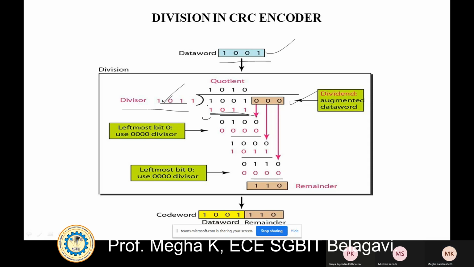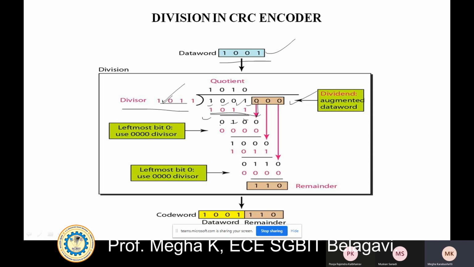In XOR logic, 1 1 becomes 0, so leave that. 0 0 is 0. 0 1 is 1. Again 0 1 is 1. Once again 1 1 becomes 0. And as we do in division, the next bit is brought down for the next operation. Again we will do this.